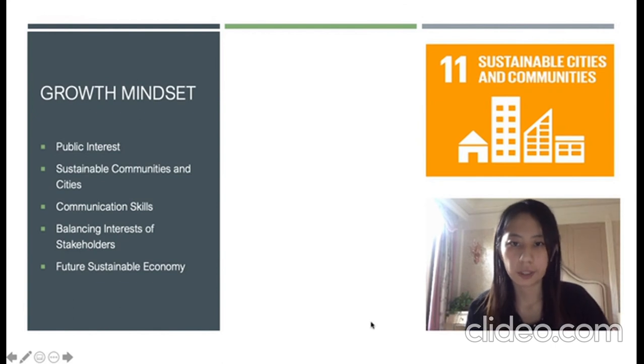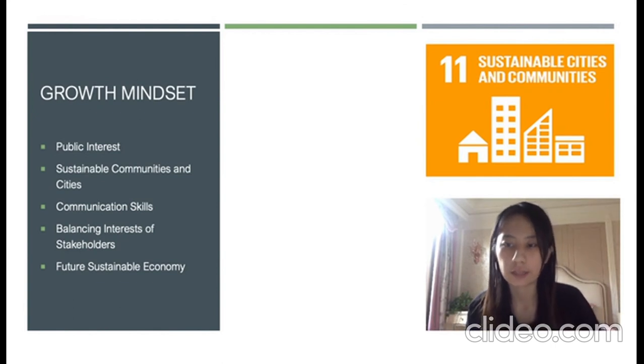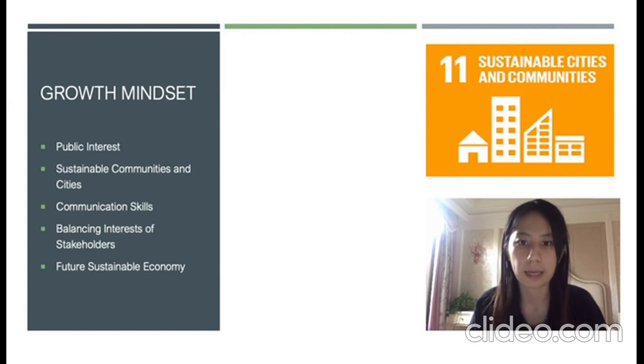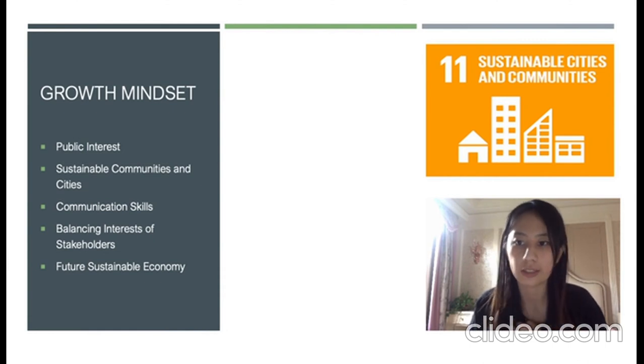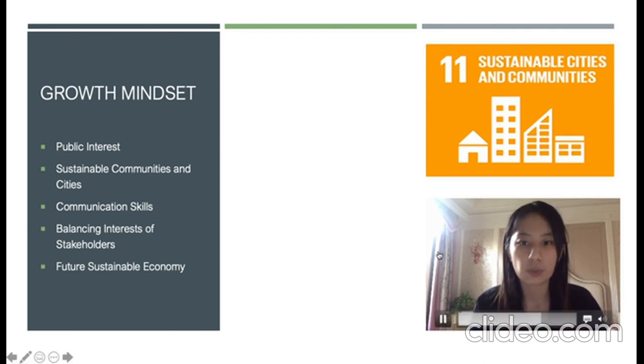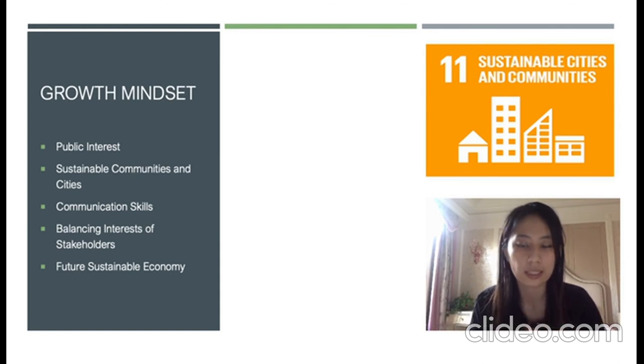Learning from the experience, I think as a future accounting professional, I should be accountable for the public interest and develop more sustainable communities and cities. I will continue to improve my communication skills to organizational stakeholders to understand their perceived value and needs from organizations. I will be the strategic advocate promoting delivering a balanced interest to stakeholders at large extent rather than just maximizing the interests of shareholders. This is important to create sustainable and responsible leadership to embrace a future sustainable economy.